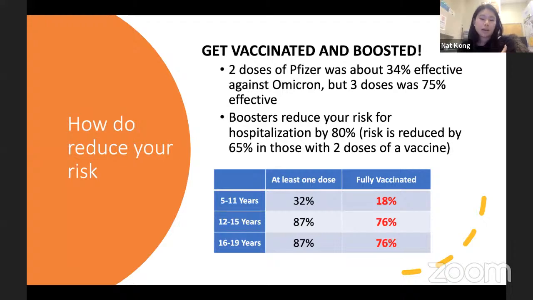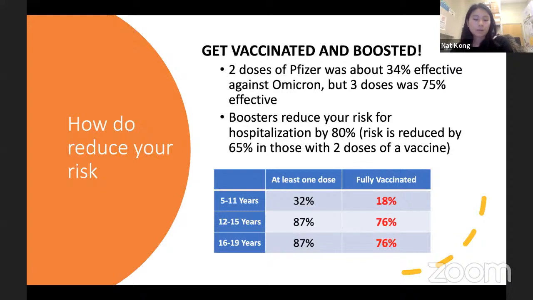I want to highlight the table below to show where we're at in terms of our kids being fully vaccinated. We're doing okay in the 12 and up age range. They're pretty much equal at 76% fully vaccinated. I know we can do better. I know we can get that number higher.